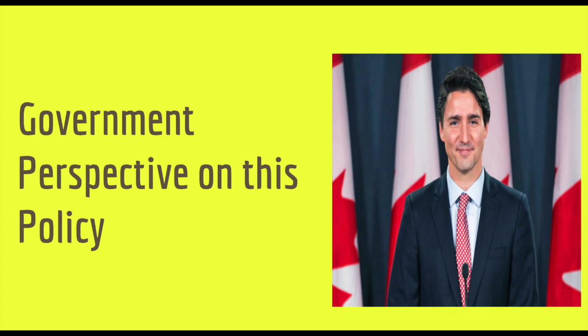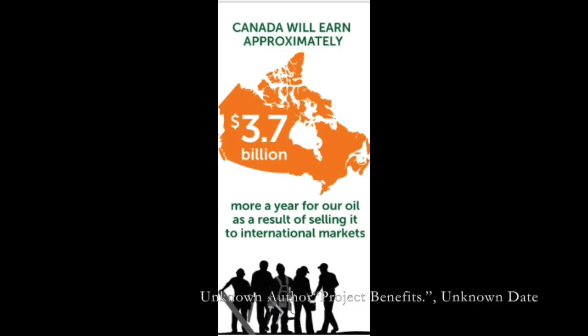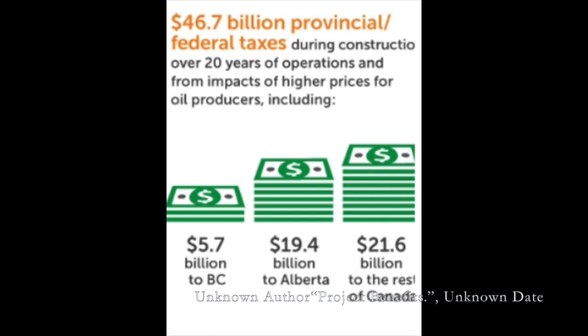The government's perspective on this policy. Trudeau and other members of the government approve the construction of the pipeline because they expect significant economic returns and profits. According to the article Project Benefits by the Trans Mountain website, the Conference Board of Canada estimates that Canada will have a government revenue of $46.7 billion over 20 years. Over 20 years, British Columbia, receiver of oil from Alberta, receives $5.7 billion, Alberta $19.4 billion, and Canada $21.6 billion.